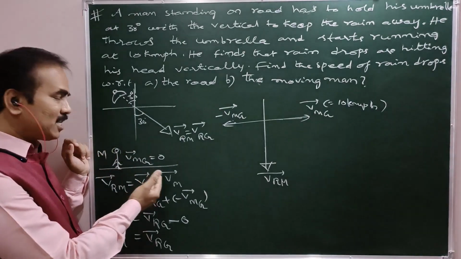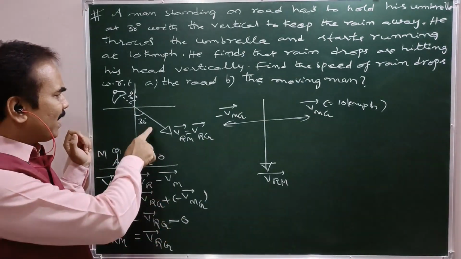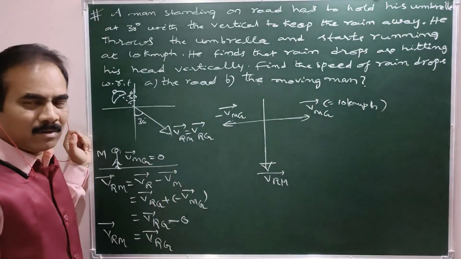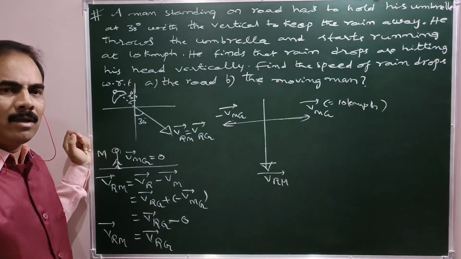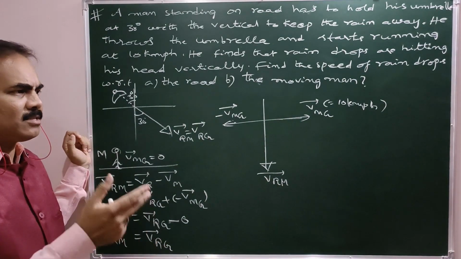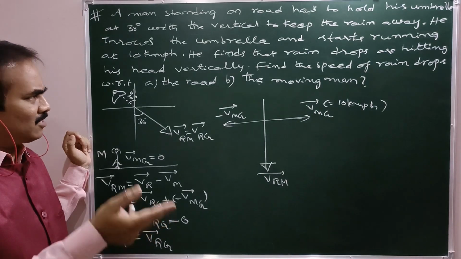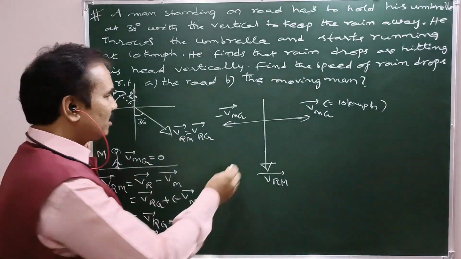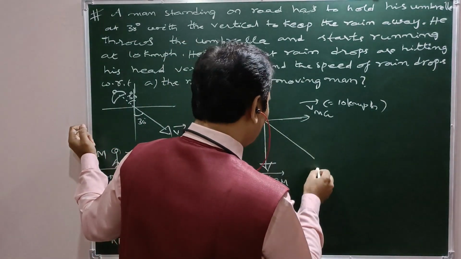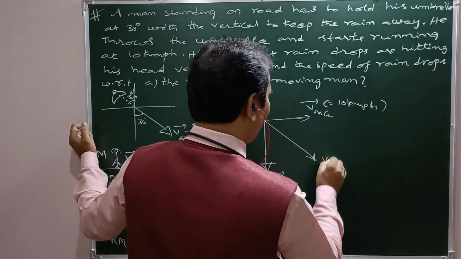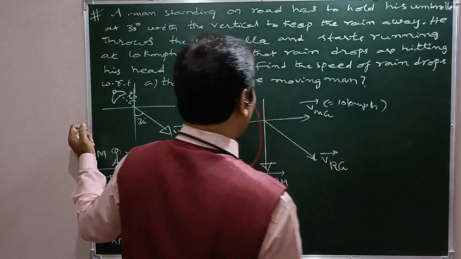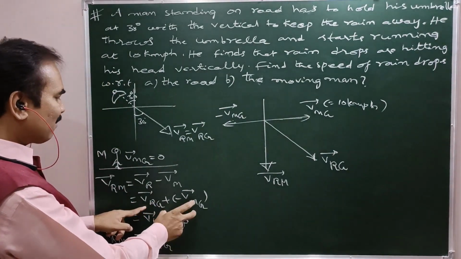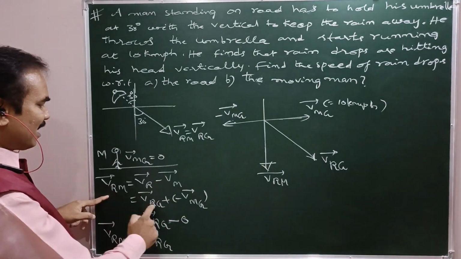Now where is the VRG? Even though he starts running from rest, there is no change of direction of velocity of rain with respect to ground. So that is fixed. Even though he changes his state from rest to motion, the velocity of rain with respect to ground is constant. So this is the velocity of rain with respect to ground, constant as usual. See, velocity of rain with respect to ground and minus VMG collectively form VRG. So this is the resultant of these two vectors.